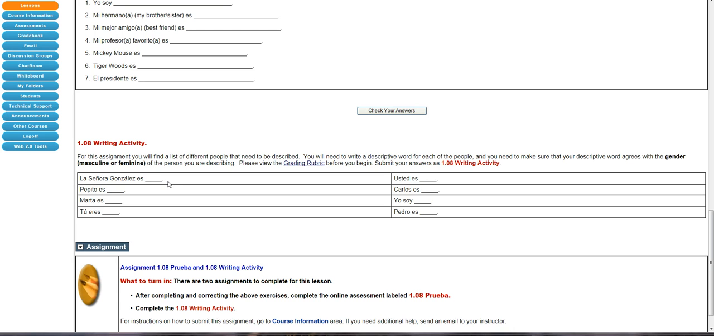So La Señora González is, because it's La Señora, and that's a woman, whatever adjective you pick for her needs to be feminine also. Pepito, is that a boy or a girl? And then you decide what form of the adjective you would use. Okay? You are, okay, you are. It depends on who you're talking to, right?